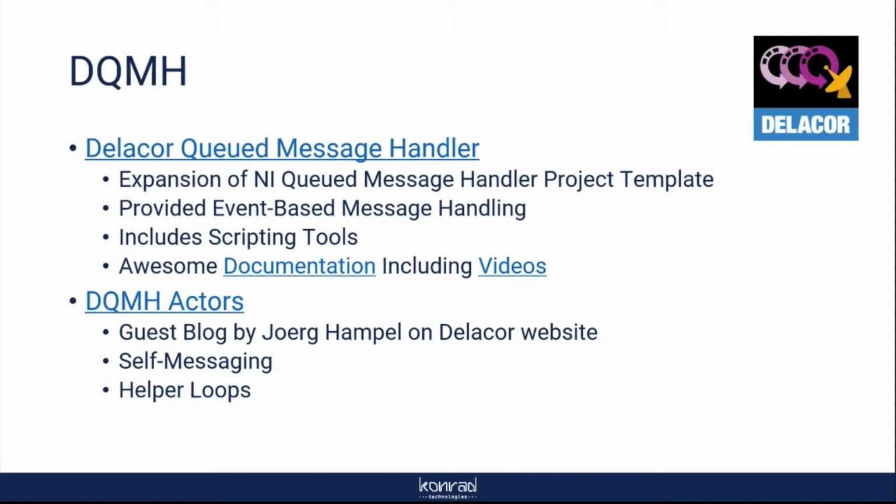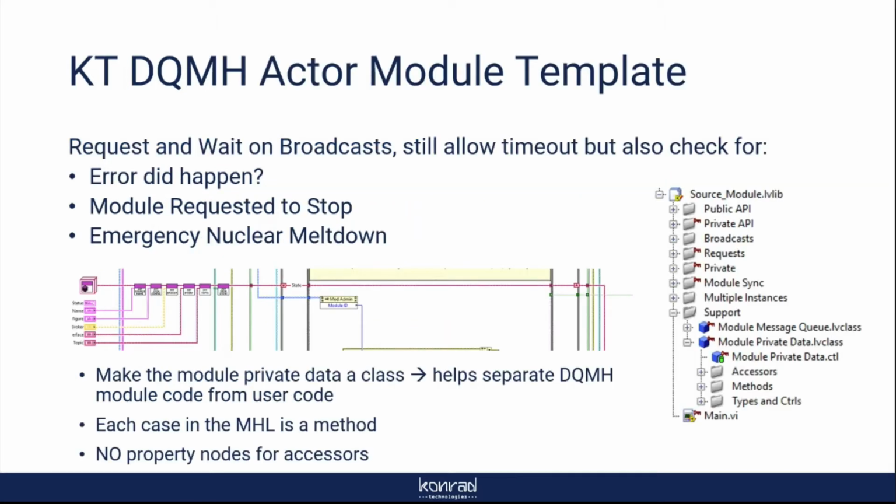And if you're interested in the idea or how it works with self-messaging and helper loops, there's a guest blog on the Delacorte website by Jorg. And so I would recommend going and reading that in detail. What we did is I want to talk briefly about our KT DQMH actor module template. We made some changes to the request and wait on broadcast. What we wanted to do was still allow for a timeout, but also check for, was there an error? Was somebody requested to stop? Did some major meltdown happen somewhere else in the code? It just allowed us to extend the behavior of the DQMH template.